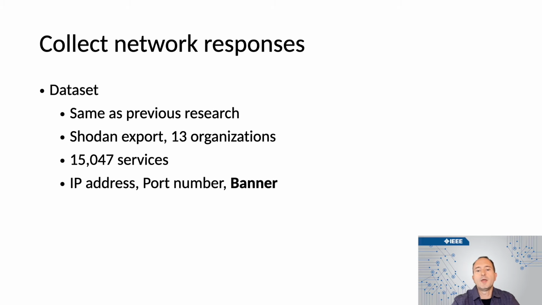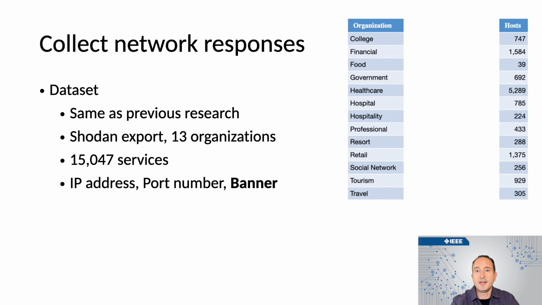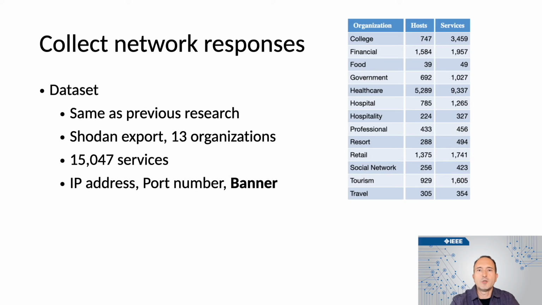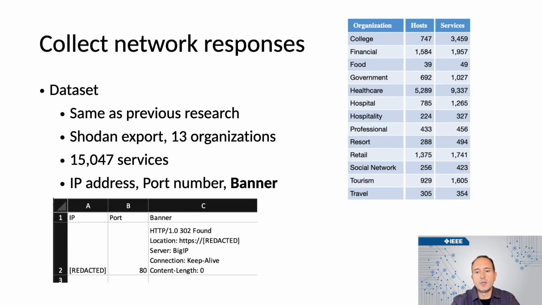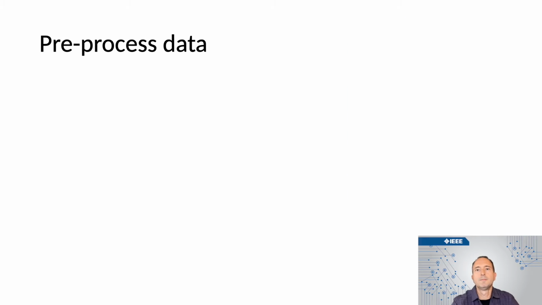So when we picked our data set, we used the same one as last year for consistency. 13 organizations exported in Shodan with about 15,000 services. And this year we included the banner information so that we could use that in our clustering. So that's how we collected the network responses.